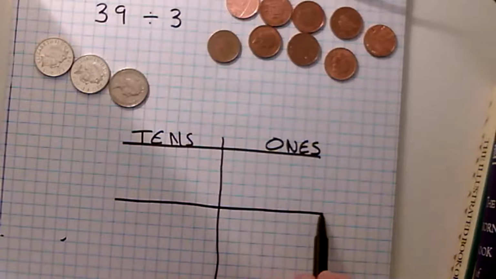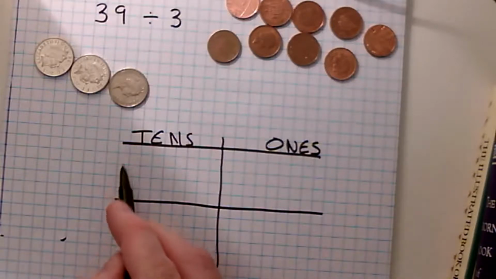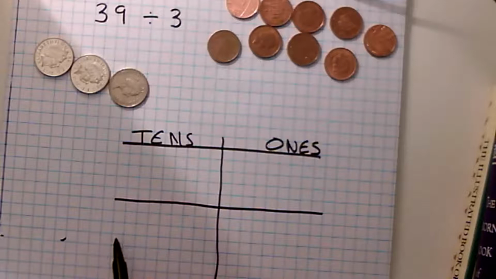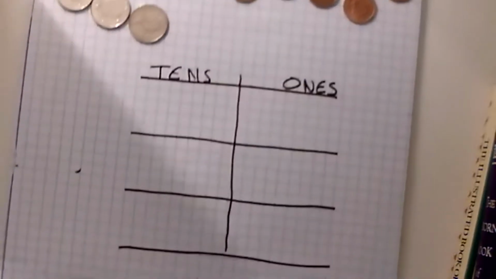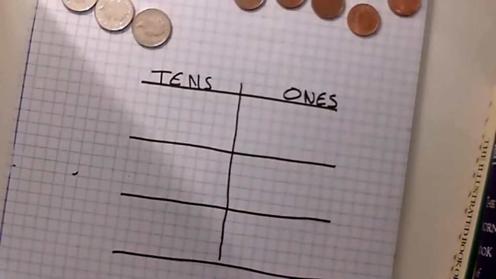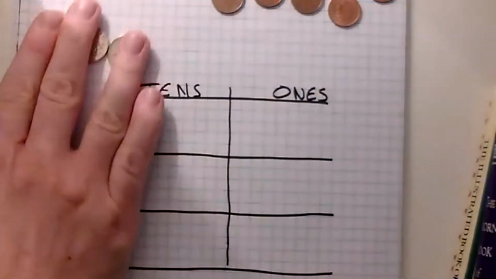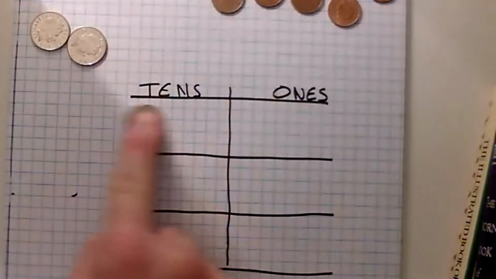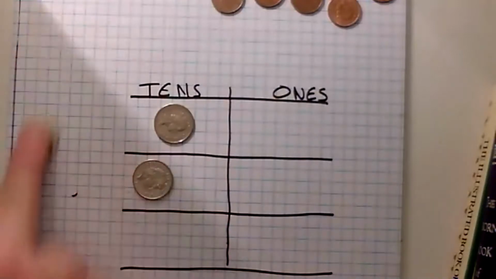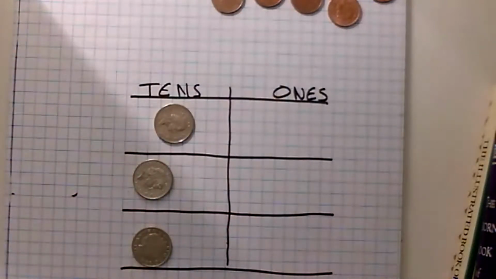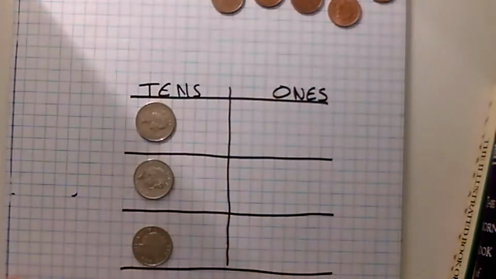So I've got 1 row, 2 rows, and 3 rows there. So that's my grid split out. So I'm ready to go. So now all I've got to do is start dividing. So I'm going to start with my 10s. So I'm going to put 1 in each row and we're done. So I've got 10 in each row.